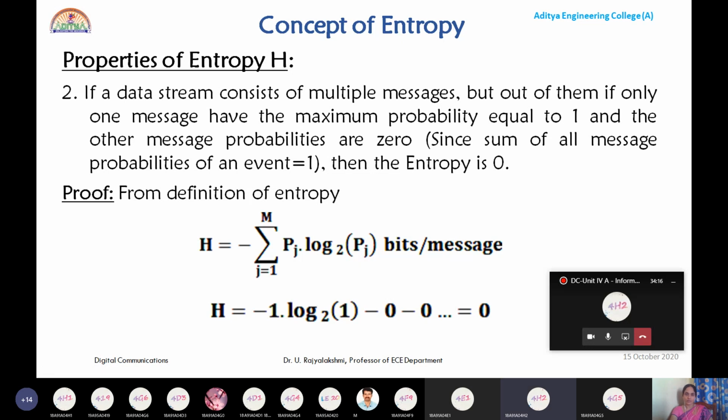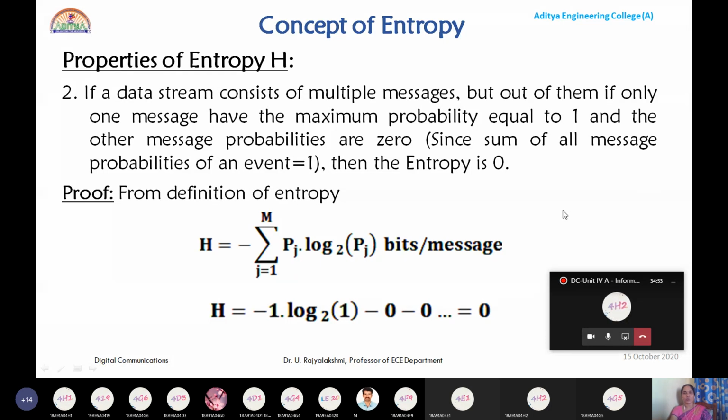Tell me, 0 log 0 to the base 2. Okay. Same next, 0 log 0 to the base 2, and continue like that up to M number of messages. Yes. So actually 0 multiplied by any value gives you 0, and log 1 multiplied by any value gives you 0. So that's why the entropy of this particular data stream will be 0. So if a data stream consists of multiple messages, but out of all the messages, only one message has maximum probability and other probabilities are 0, then our entropy will be 0.